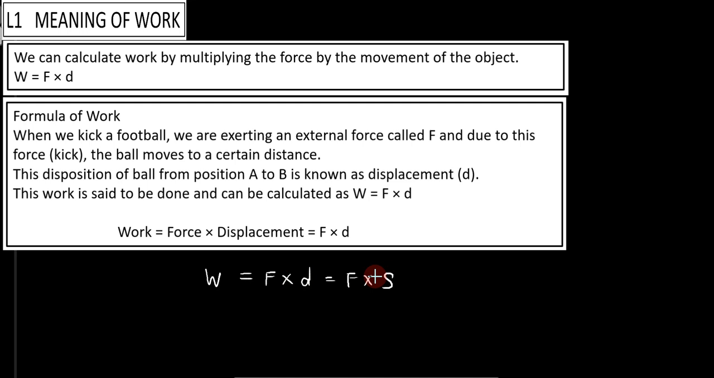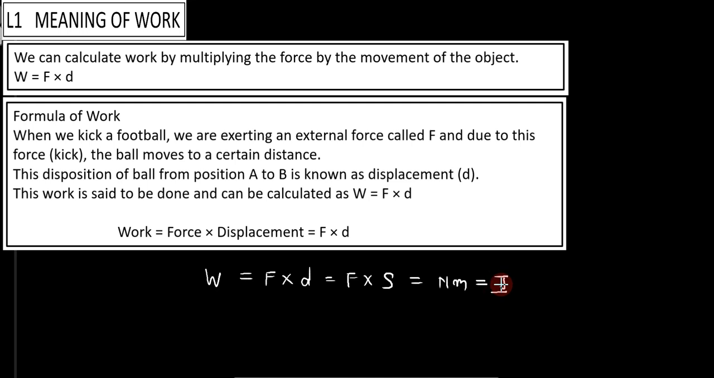You know that displacement is what? Displacement is the shortest distance between initial position and final position. Okay, we have studied what displacement is. So that displacement multiplied by the force, this product gives work. This work is said to be done and can be calculated as F into D, and that is why its unit becomes Newton meter, which is given by a joule.